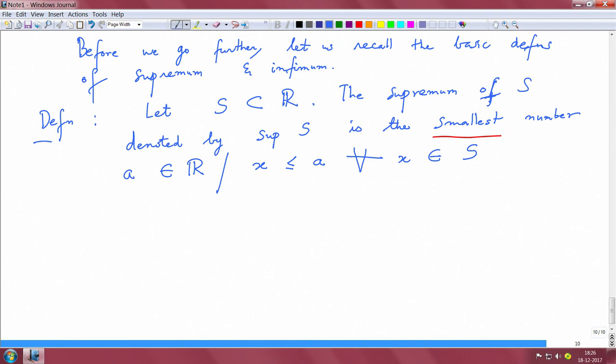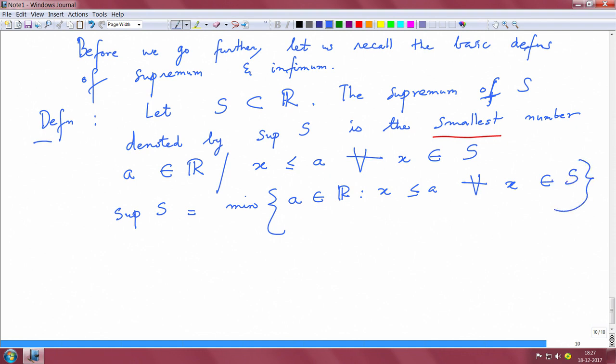Pick an x belonging to this set S which is contained in R, and x is less than or equal to a. Now, supremum of S in the set form is basically the minimum over all a belonging to the set of reals such that x is less than or equal to a for every x belonging to the set S, right. So, similar to the supremum, we have something called the infimum as well. I think you can see the connection now.